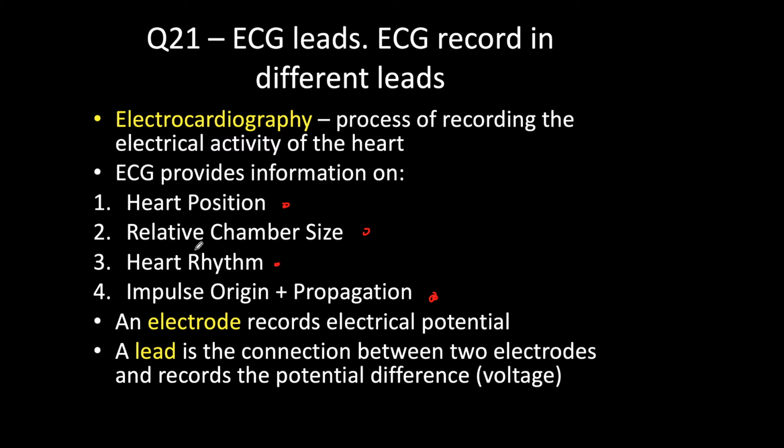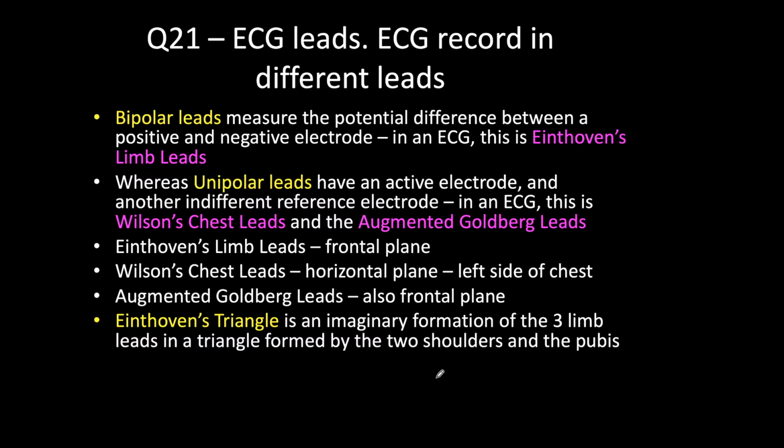So an electrode records the electrical potential, whereas a lead is the connection between two electrodes and records the potential difference, the voltage, if you will, between the two electrodes. And there are different kinds of leads. You have bipolar leads, which measure the potential difference between a positive and a negative electrode. In an ECG, these are the Einthoven's limb leads. And I'll come on to a picture of them later.